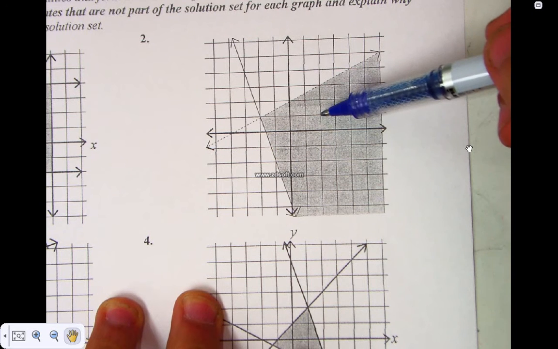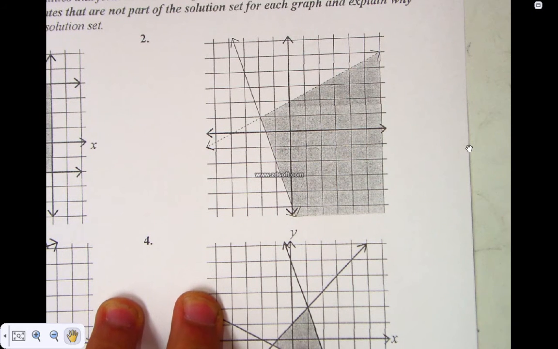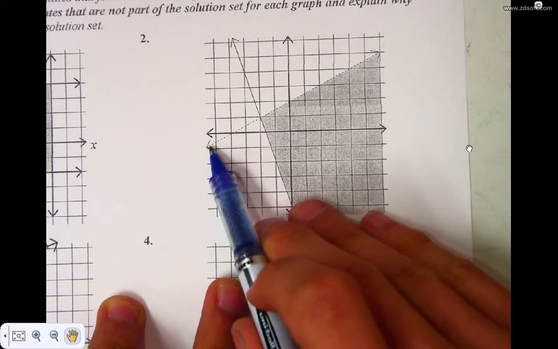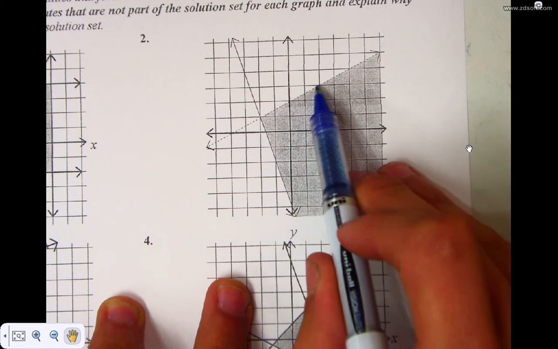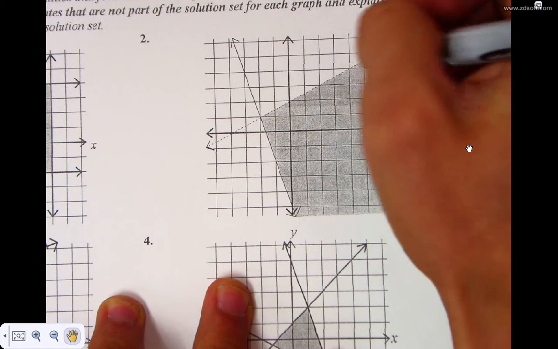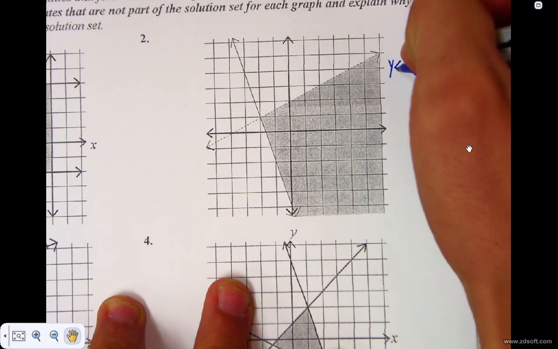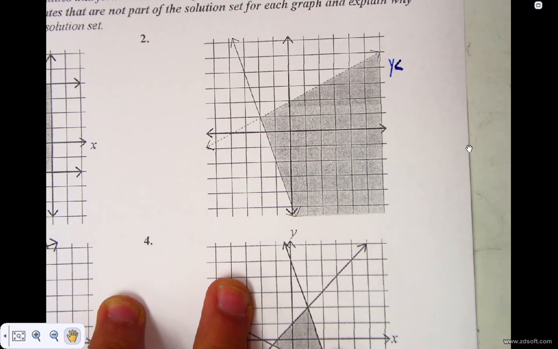So there's 2 sets of shading going on in this, so I need to make 2 equations. My first equation looks like it's going to be a dotted line. This is a dotted line, and it's shaded below. So that tells me that y is less than. Okay, dotted means strictly less than. It's not less than or equal to.